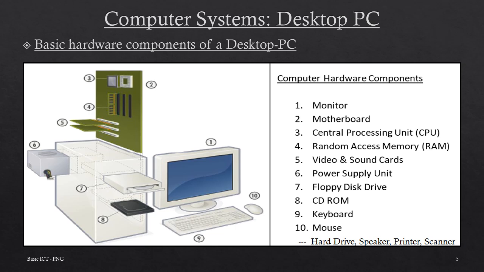Other parts that are not labeled there would be the hard drive, speaker, printer, and scanner. A hard drive may be an internal hard drive or external hard drive. Speaker likewise can be an internal or an external speaker. Scanner and printer are external devices. External meaning they are connected to this board here via what are called ports. Internal are located in this component here.